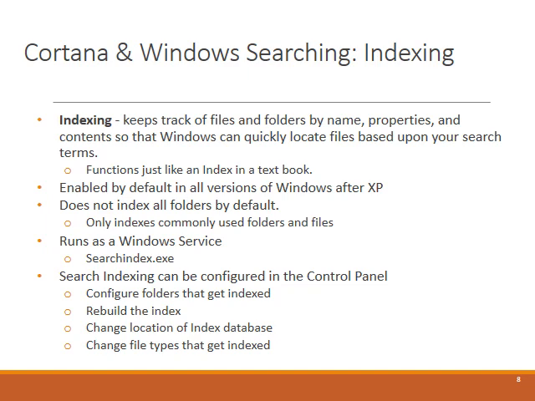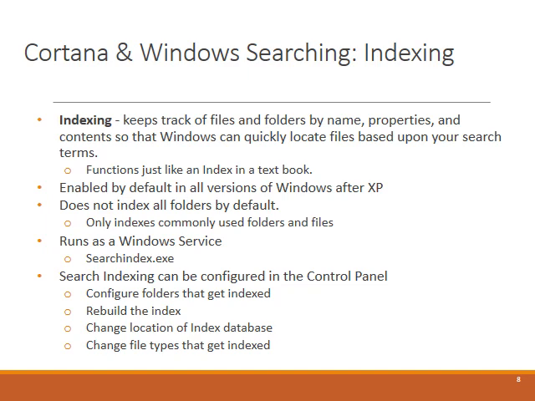It is enabled by default on all versions of Windows after Windows XP. It does not index all folders and files by default, so that's something to keep in mind. It only indexes commonly used files and folders. If you go into the indexing utility, you can see what it indexes and what it doesn't. You can also go into that utility and force it to index something outside of the scope of what it indexes by default.